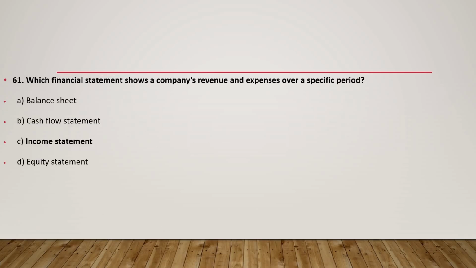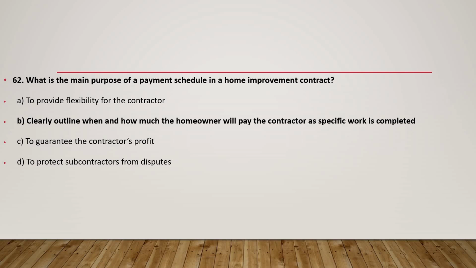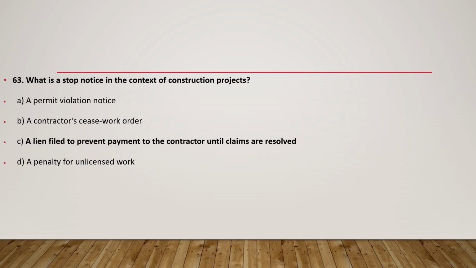61. Which financial statement shows a company's revenue and expenses over a specific period? C. Income statement. 62. What is the main purpose of a payment schedule in a home improvement contract? B. Clearly outline when and how much the homeowner will pay the contractor as specific work is completed. 63. What is a stop notice in the context of construction projects? C. A lien filed to prevent payment to the contractor until claims are resolved.